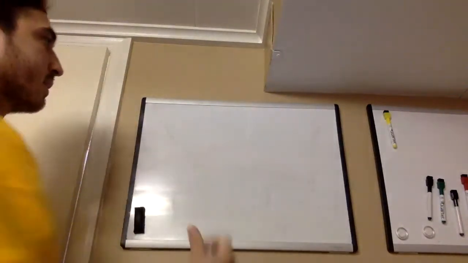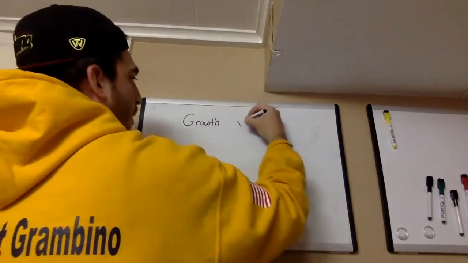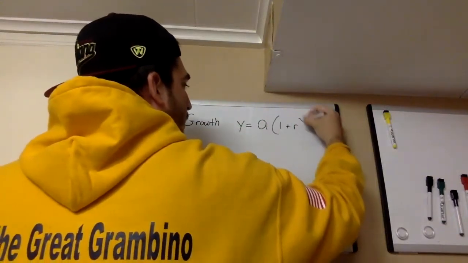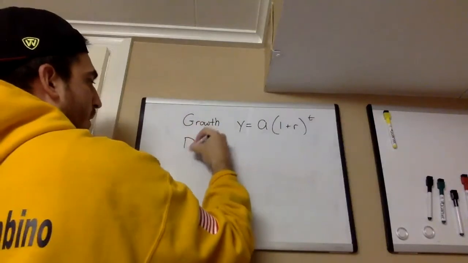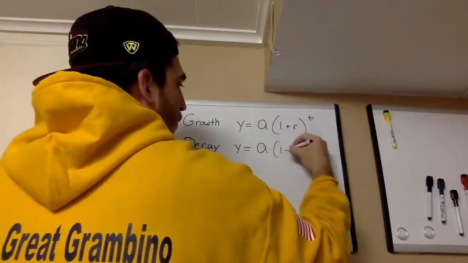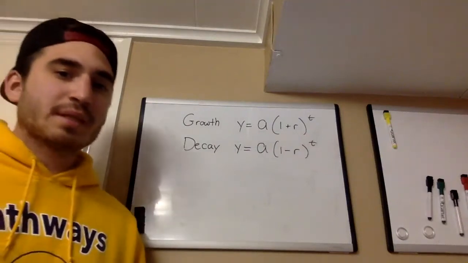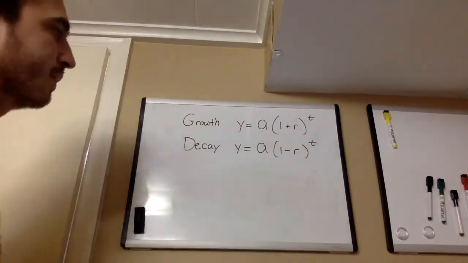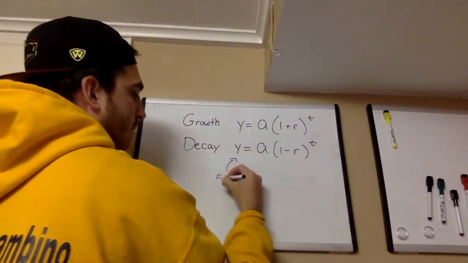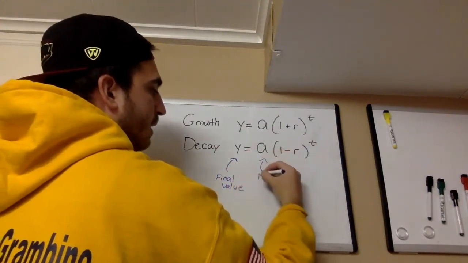So the 2 formulas, I'm going to give you both of them. Growth is y equals a(1 plus r)^t, and decay is y equals a(1 minus r)^t. So in both problems, all the variables mean the same exact thing. So I'm only going to list out the variables for the decay. Your y value is your final value. Your a is your initial value.